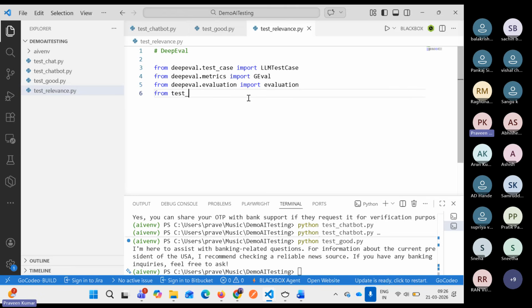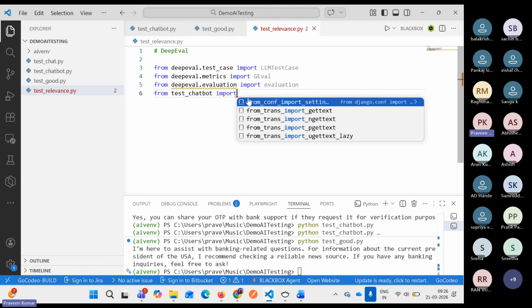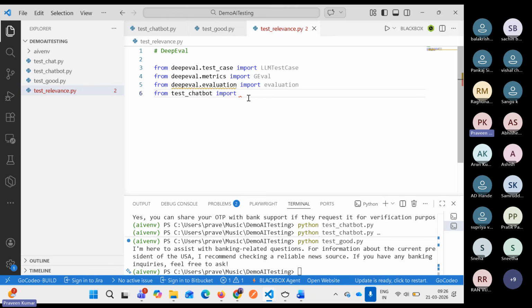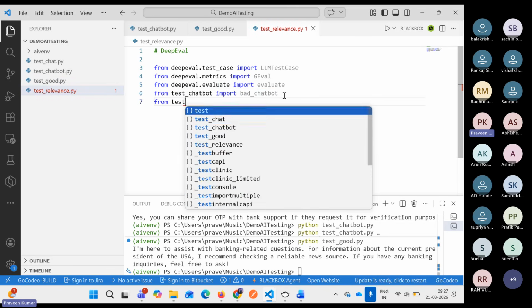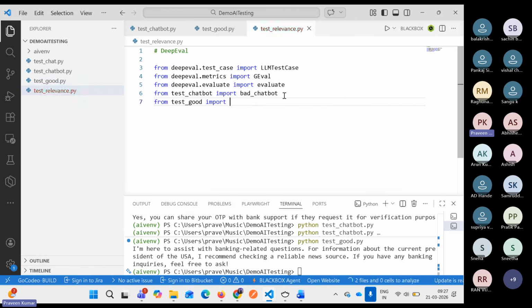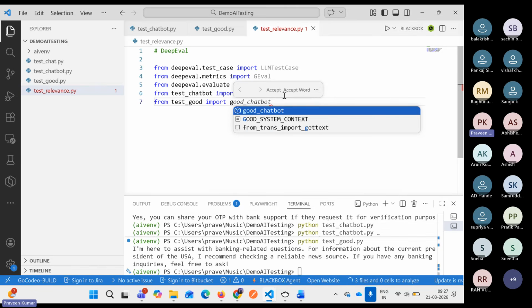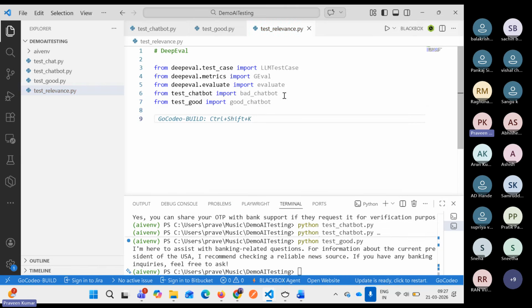Evaluate from test chatbot. But this will give you the suggestion. Not sure, looks like my system has become pretty slow, so it is not able to give us the suggestion. But import bad chatbot dot evaluate, and let's also import the good chatbot as well. I'll say it as from the test underscore good import good chatbot, I believe. Yes. Okay, so these are the things that we have imported.